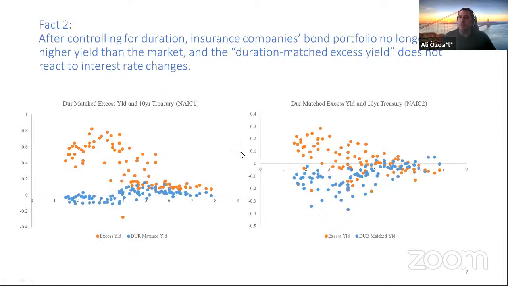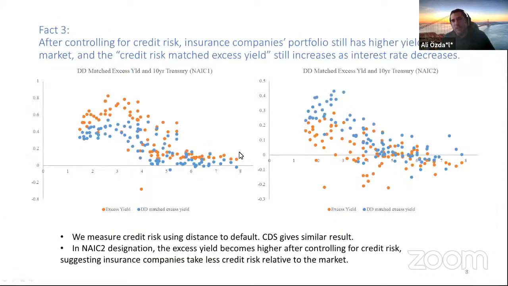In order to address that concern, we do the same thing for credit risk. We calculate the credit risk matched excess yield, and we do it in different ways. Here in this picture, you see the distance to default matched excess yields. We also do the same thing with credit default swaps. The reason we have primarily used distance to default is that the data is available for a longer time period, whereas credit default swaps are available starting in the early 2000s. For those of you who are not familiar with the corporate finance literature, distance to default is basically how far away the firm is from its default boundary.